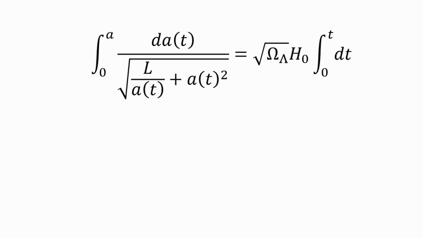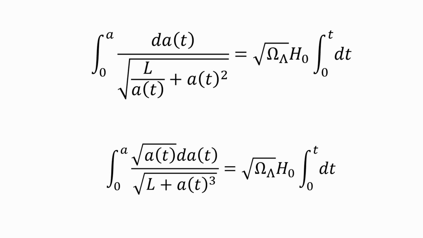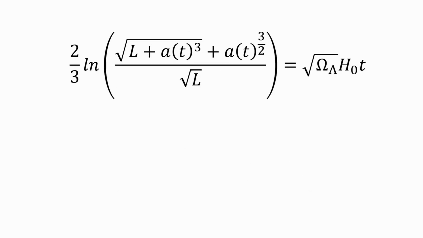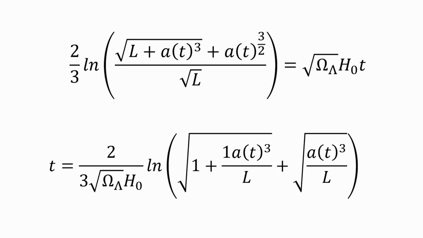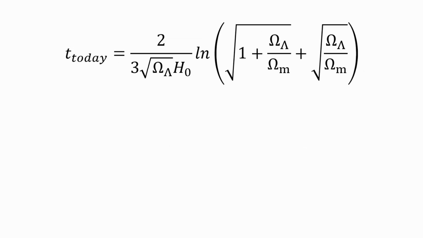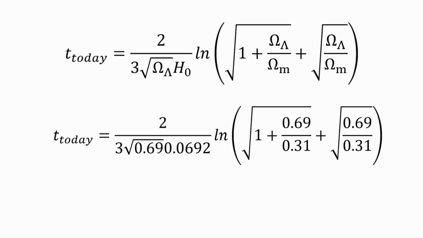Integrating, or, using the limits of integration we obtain, which can be solved for time t. Using the current value for Hubble's constant and density parameters, the age of the universe can be determined. The value of 13.8 billion years is what science currently estimates for the age of the universe.